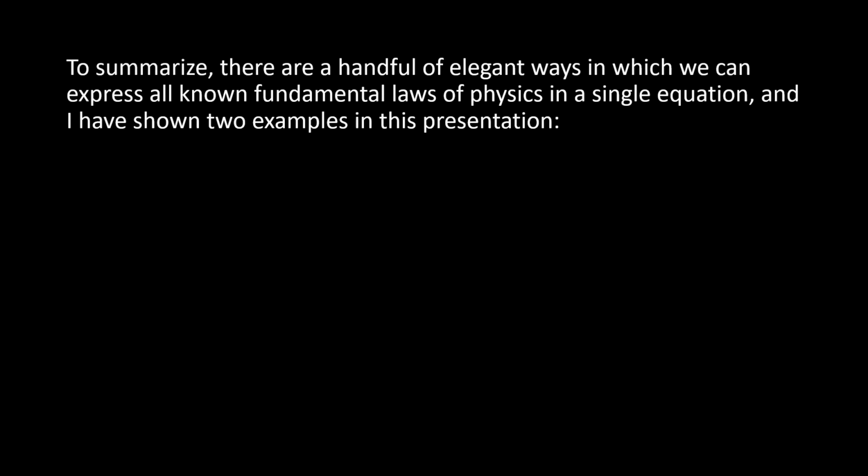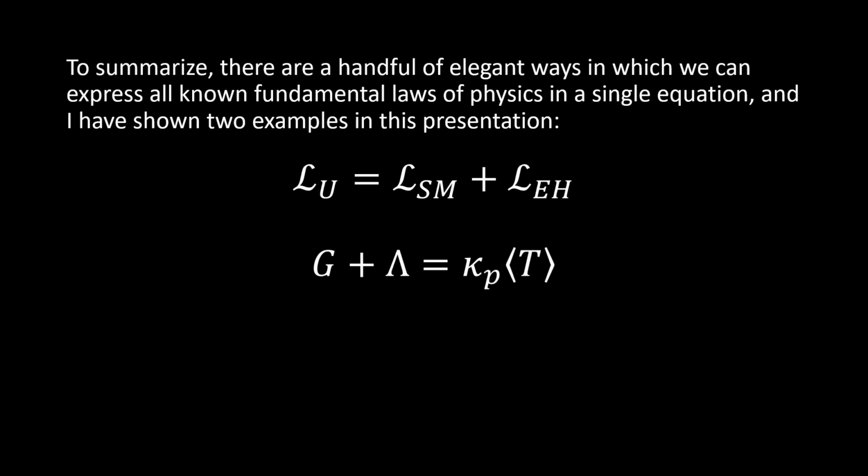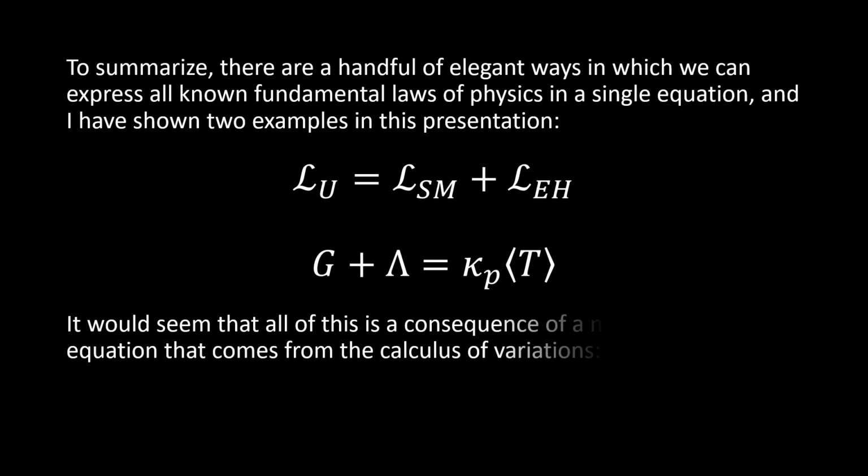To summarize, there are a handful of elegant ways in which we can express all known fundamental laws of physics in a single equation, and I have shown 2 examples in this presentation. That is, of course, just the Lagrangian, the universal Lagrangian we developed, and then the semi-classical Einstein field equation. It would seem then that all of this is a consequence of a much simpler equation that comes from the calculus of variations, and that was just the exterior derivative. In this case, the variation of the stationary action always equals 0.